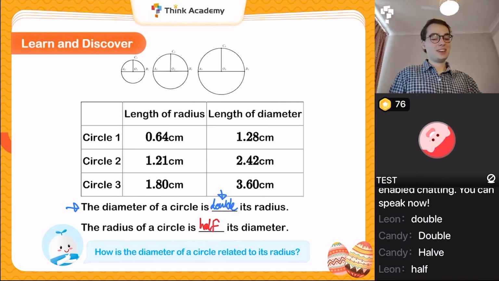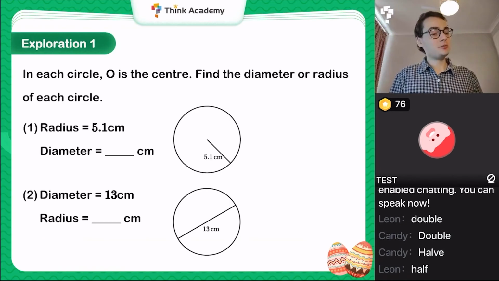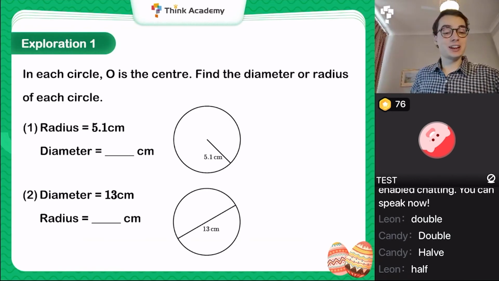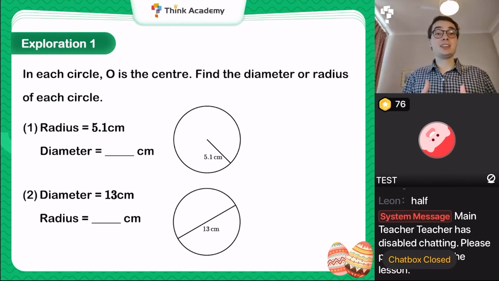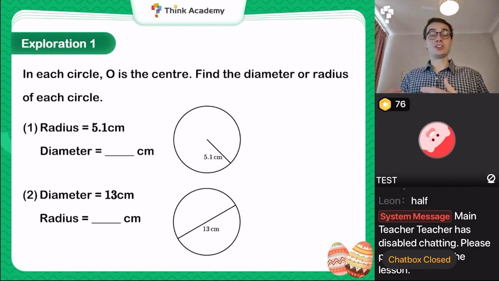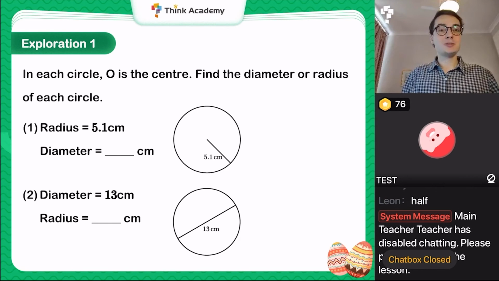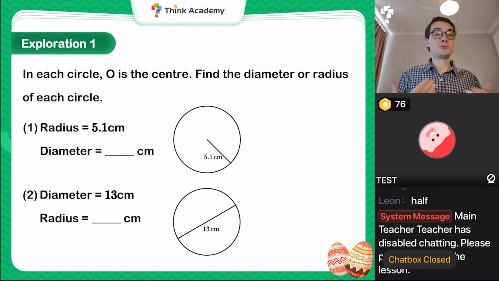Okay, excellent. So without further ado then, let's have a go at some questions based on this knowledge. So we know now that the diameter is always just double the radius, or the other way around, the radius is just half of the diameter. So we've got a couple of circles here that we're going to find the diameter or the radius, depending on which one we already have.